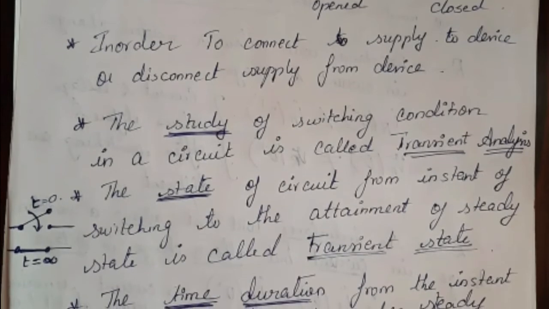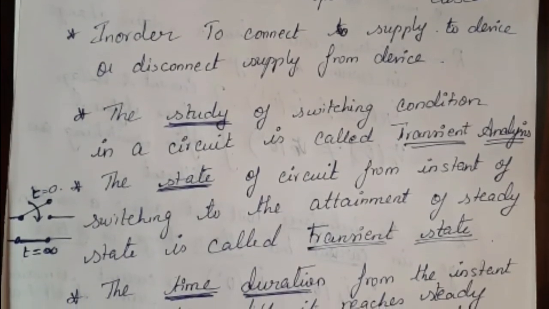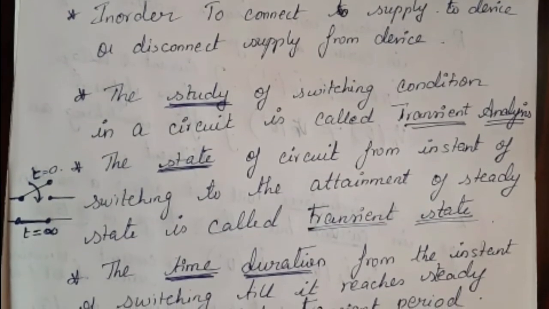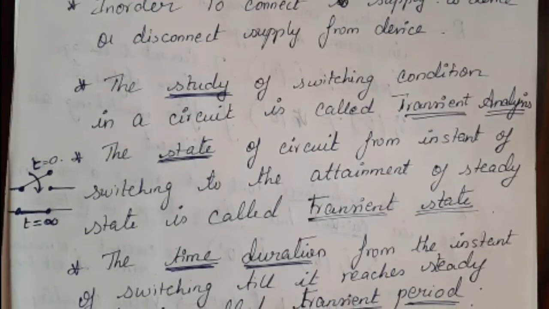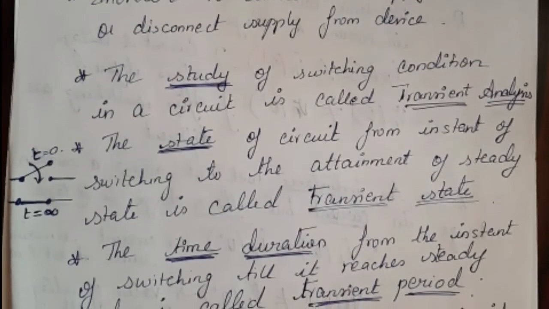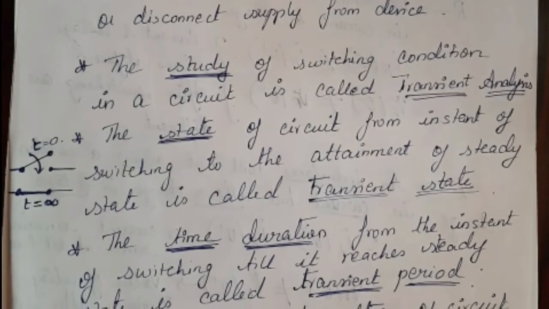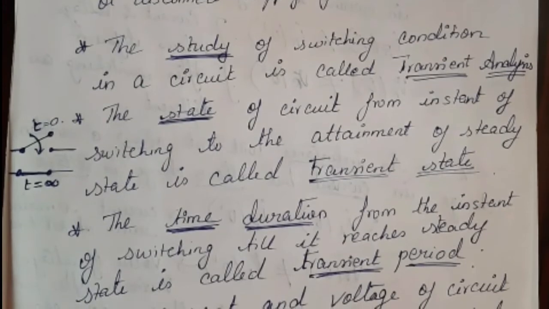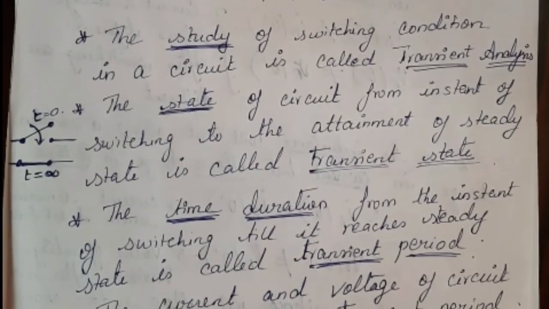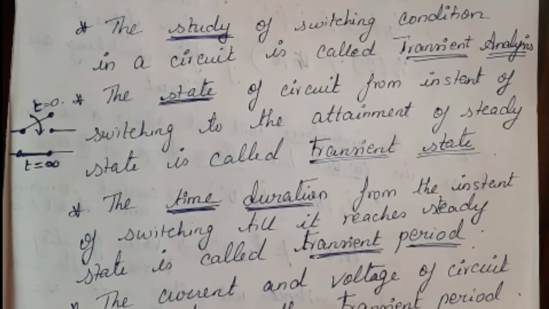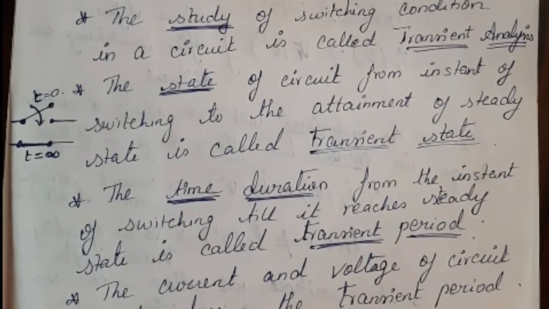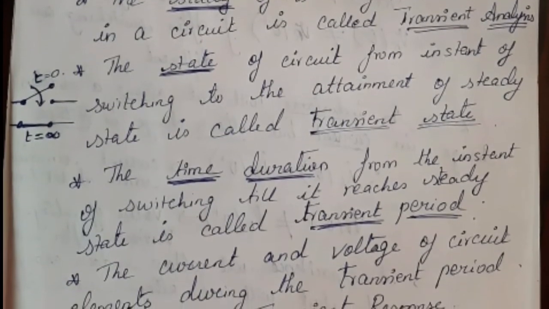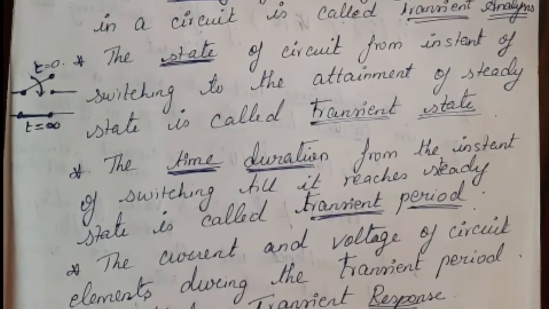The study of switching condition in a circuit is called transient analysis. You must know that the state of the circuit from the instant of switching, that you can see from the diagram, to the attainment of steady state is called transient state, which means at the time of 0 we are going to switch the circuit and it can extend till time is equal to infinity. The time duration from the instant of switching till it reaches the steady state is called transient period. It is said as transient period because we are going to calculate the time duration.